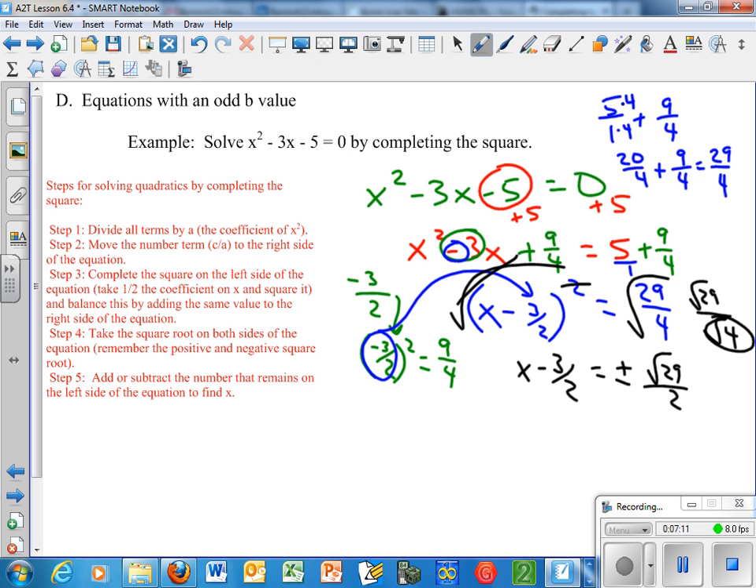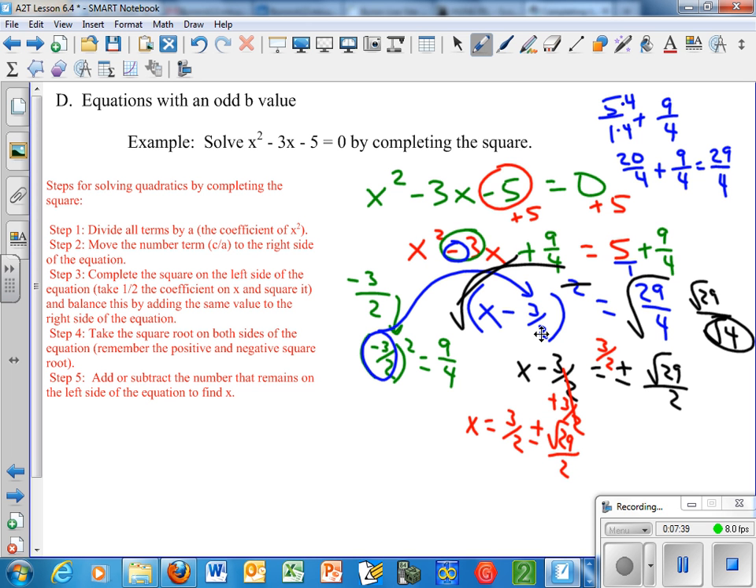If you could simplify the square root on top, you would need to do that. 29 is a prime number. Can't be simplified. Okay, so it's square root of 29 over 2. Bottom number was a perfect square. Now I need to get my x alone. I add 3 halves. I add 3 halves. So here's what I have. X is equal to 3 halves plus or minus square root 29 over 2.